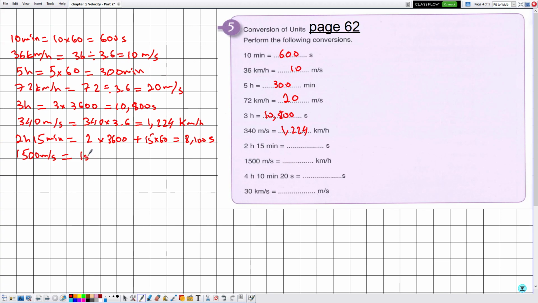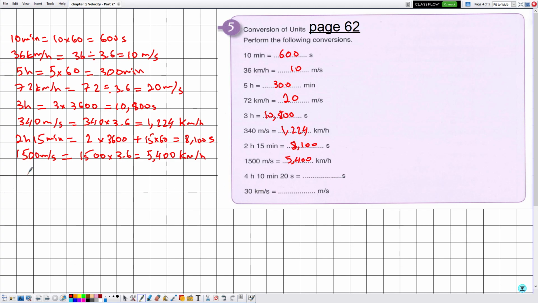Then 1,500 multiplied by 3.6, then the value of this speed is given by 5,400. Here the missing value is given by 5,400, sorry, kilometers per hour. And here the missing value is given by 8,100 from the previous part.